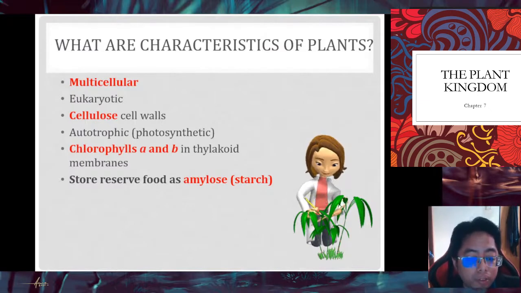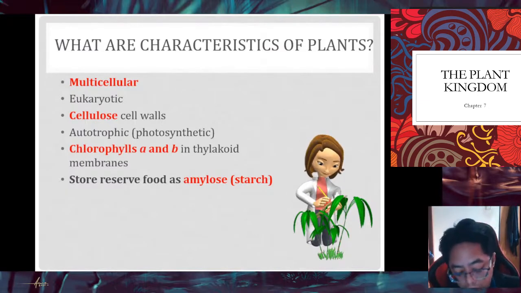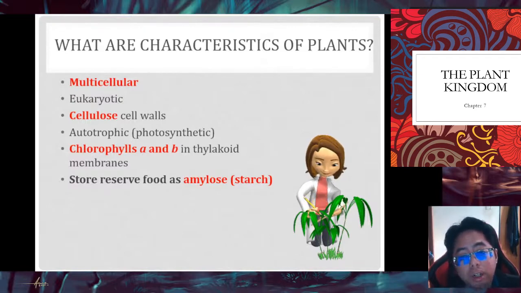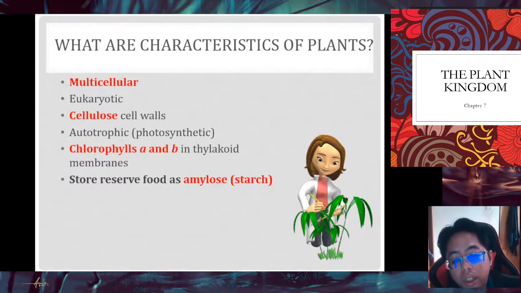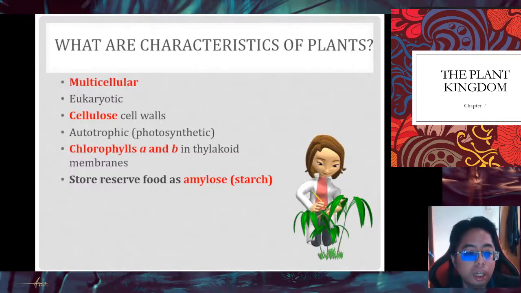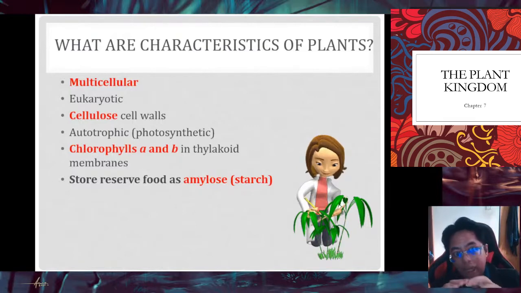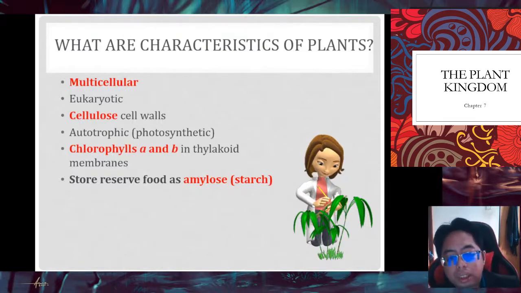All of them can create their own food, which is photosynthetic and also autotrophic. Within them, they have chloroplast, and within chloroplast, they have chlorophyll. Chlorophyll is the pigment that is green in color, and they store reserve food as amylose or starch. Okay, so amylose is what we call starch, and starch is what we call a complex sugar. You have a lot of sugar units all bound into a long chain which is branched.